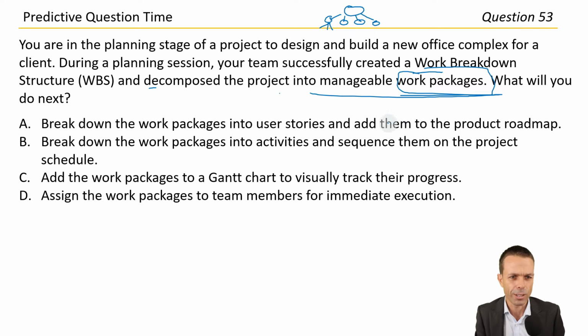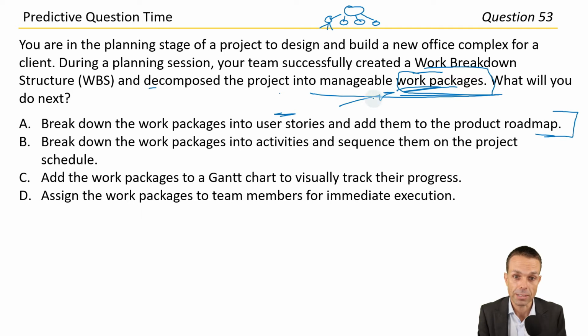I think, do we break it down further or do we just assign them? Let's see if we get any clues here. Break down the work packages into user stories and add them to the product roadmap. Now, those are agile terms. So typically, work packages will not be in the same sort of style of project. That's more of a waterfall or a predictive project. So we know that we're not in an agile project. I think for that reason, we can put a no for user stories and product roadmap. A product roadmap is just like a project schedule, basically.